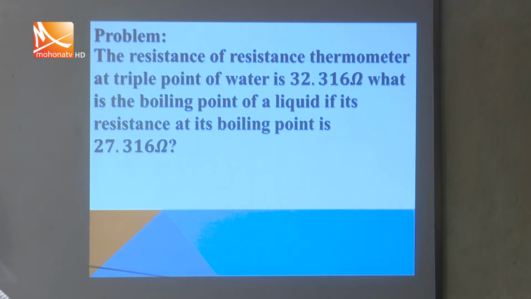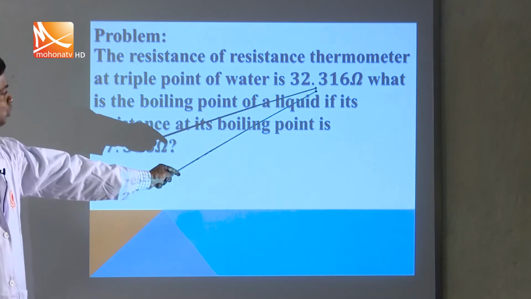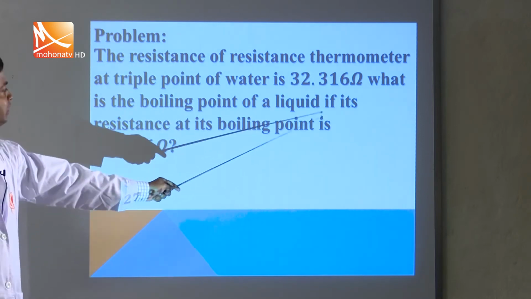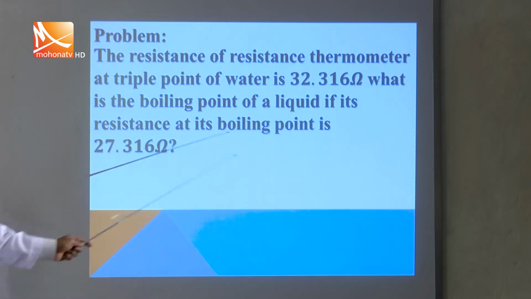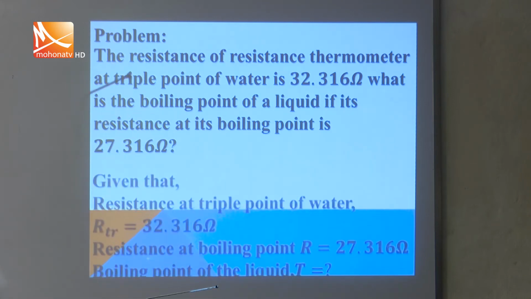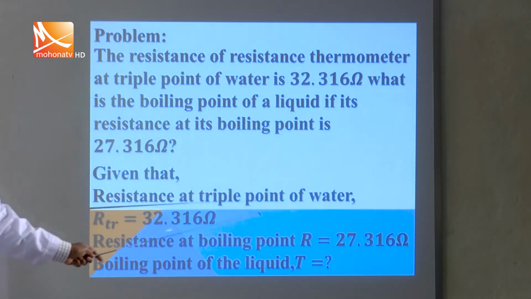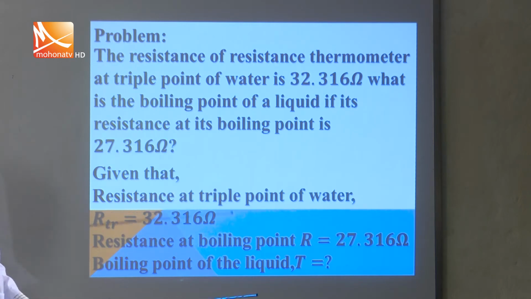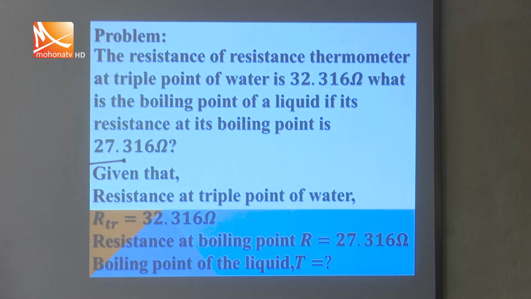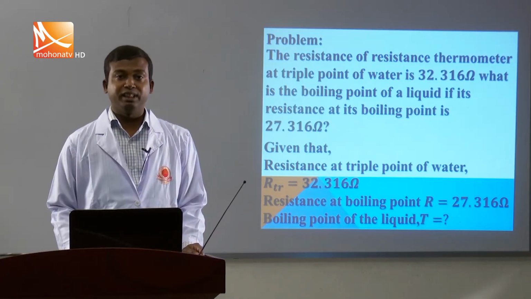Suppose a problem is available for you. The resistance of a resistance thermometer at the triple point of water is 32.316 ohm. What is the boiling point of a liquid if its resistance at its boiling point is 27.316 ohm? That means, what is the given information? Resistance at the triple point of water is 32.316 ohm, and resistance at the boiling point R equals 27.316 ohm. So you have to find the boiling point T, that is the unknown temperature.